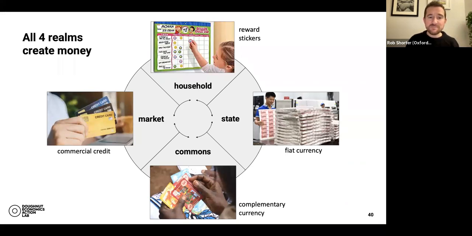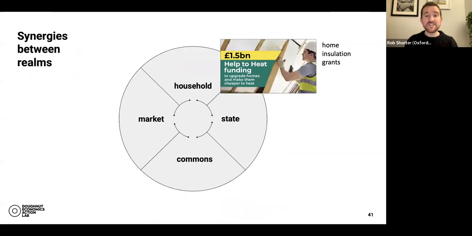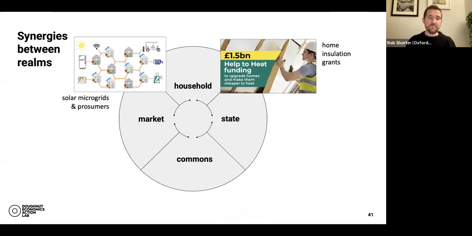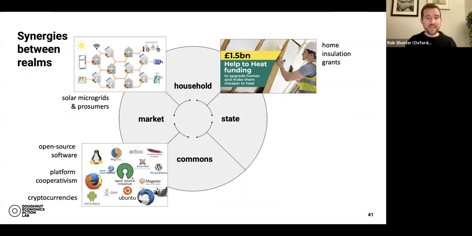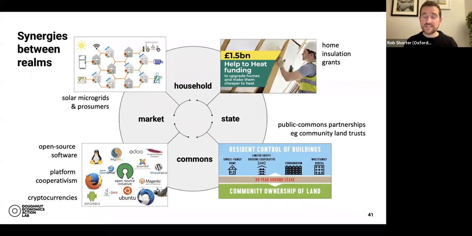All realms generate money in various forms. And how can we open our imagination to different types of exchange within the household and commons? And there are synergies between them. So here's an example of installation grants between the state and the household, and how we have the market and the household coming together to create microgrids, which is enabling households' energy sovereignty through solar power. Market and the commons: loads of brilliant open source innovation, platform cooperativism, cryptocurrencies.